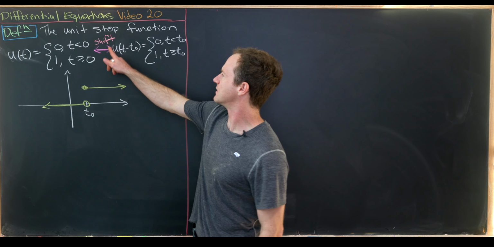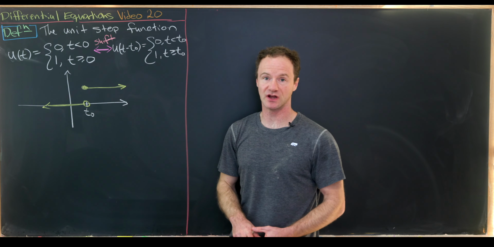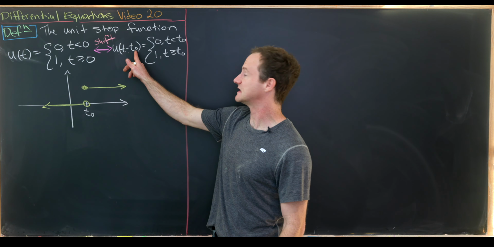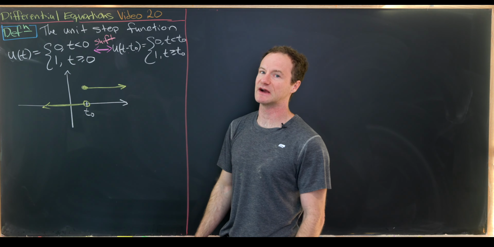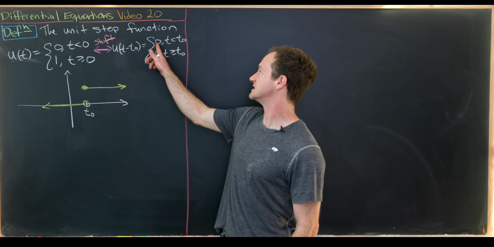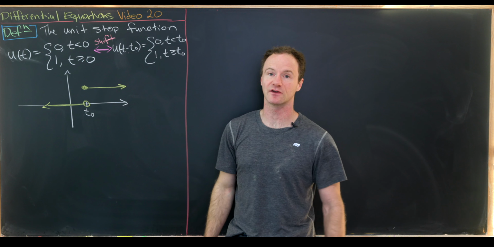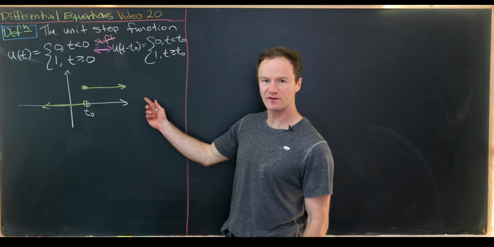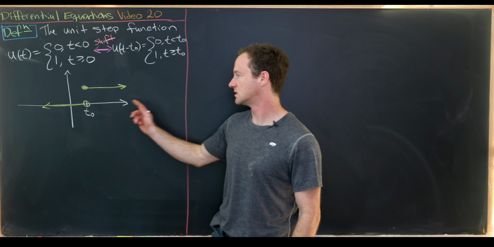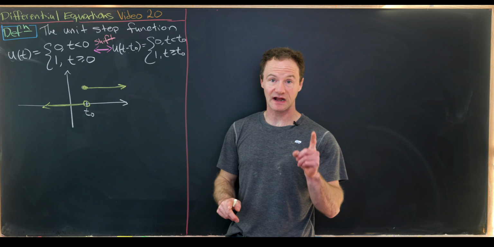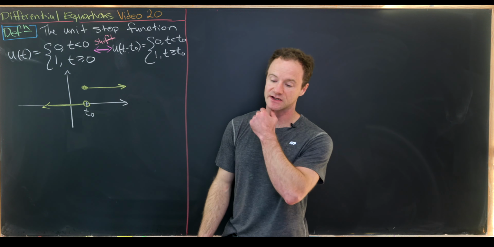But it's pretty common to use a shifted version of this function, and that'll be u of t minus t naught, so that's been shifted to the right by t naught units. That means it's 0 when t is less than t naught and 1 if t is bigger than or equal to t naught. So I've got a picture of that situation here. Notice it's like a single step that is 1 unit high at t naught.